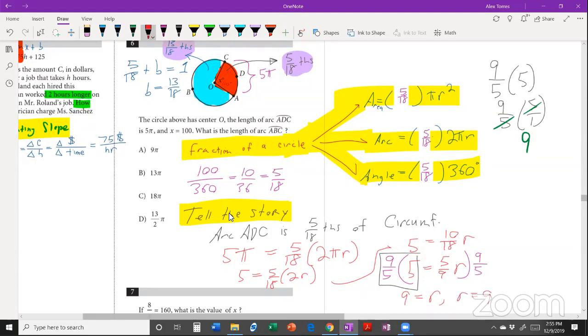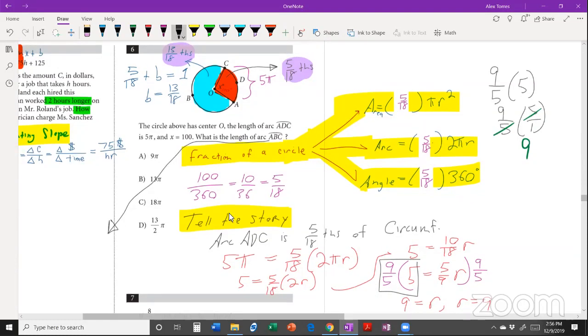So coming back over to the question that they're asking us, they're asking for the length of arc ABC. ABC, we established a moment ago, was 13/18. So arc ABC is 13/18 of the circumference of a whole circle, because that's what an arc is. It's just a fraction of the circumference. So arc ABC, which is what we're looking for, equals 13/18 times 2 pi r, and r is 9.